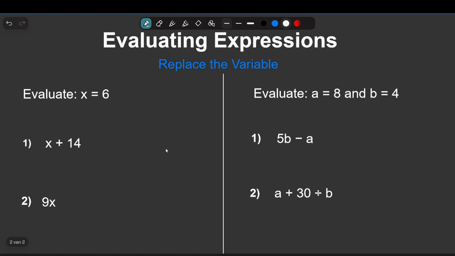In this video I'm going to cover how to evaluate expressions. To evaluate an expression just means to find the value of the expression, so what it equals once you work through it. We will go through four examples.